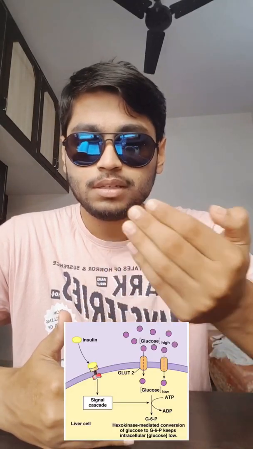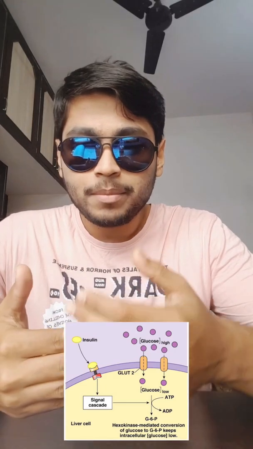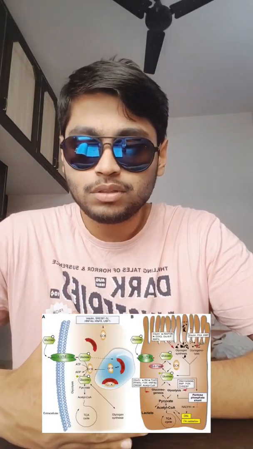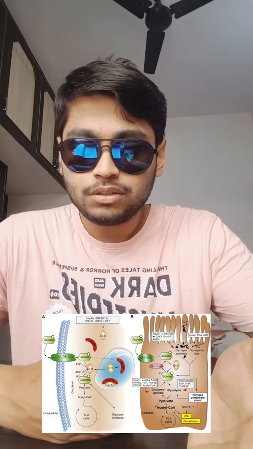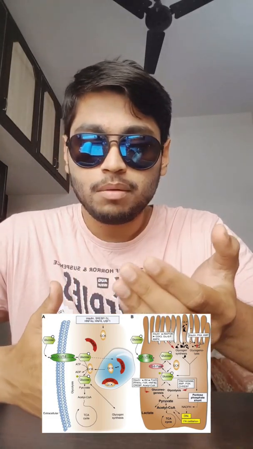Now, these transport systems are of two variants. One is the insulin dependent and one is the insulin independent. The insulin dependent system is seen in the muscle and adipose tissue because their requirement of glucose is much more. And the insulin independent transport system is seen in hepatocytes, erythrocytes, and even the brain, in which the uptake is not dependent on the hormone insulin, therefore the name.